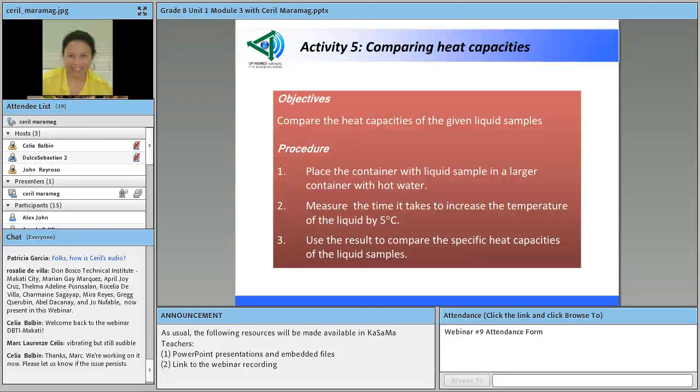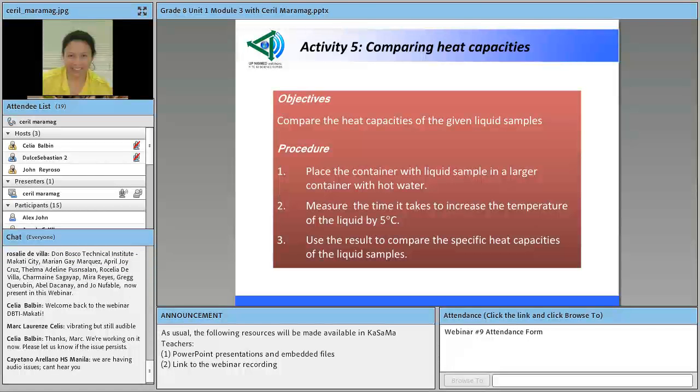Comparing heat capacities. The aim of this activity is to enable the students to recognize that different materials have different capacities to absorb or transfer heat. So in this activity, the suggested liquid samples are water and oil. But you can add other liquids just to show that different liquids or materials in general have different specific heat capacities. You can also use others, whatever is available in your place. So how will they be able to arrive at this idea?